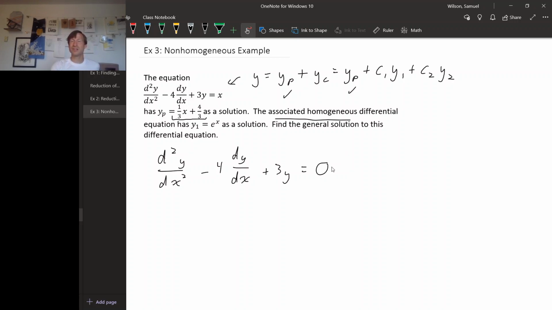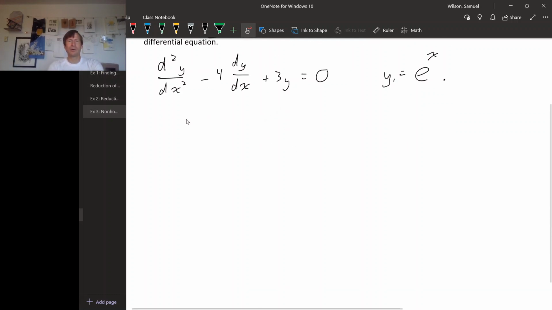So here's the associated homogeneous equation, and I have given us one solution to it. It's e to the x. So now we need to find a second one, right? So we know y1, we just need to find a second linearly independent solution to this equation. And we can use reduction of order. That's exactly what reduction of order is for. So we can guess that y2 ought to be equal to e to the x times some unknown function u, and then plug this into the associated homogeneous equation.